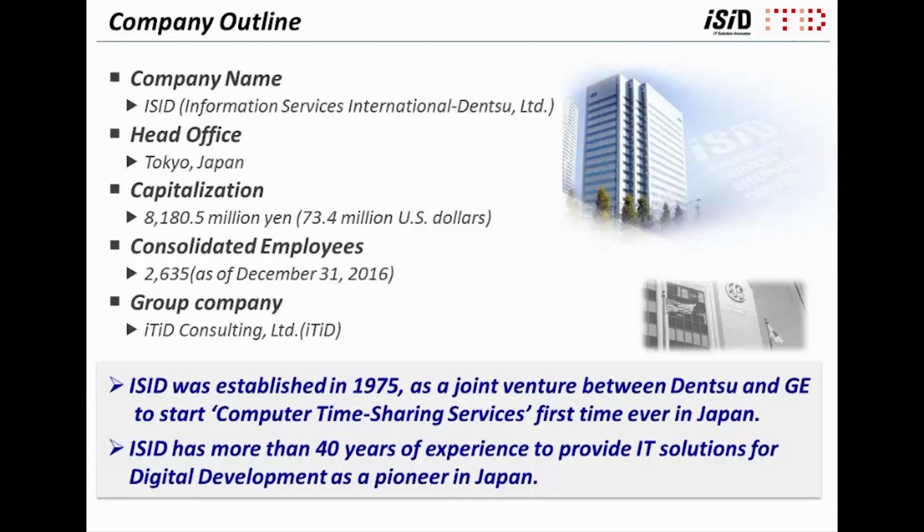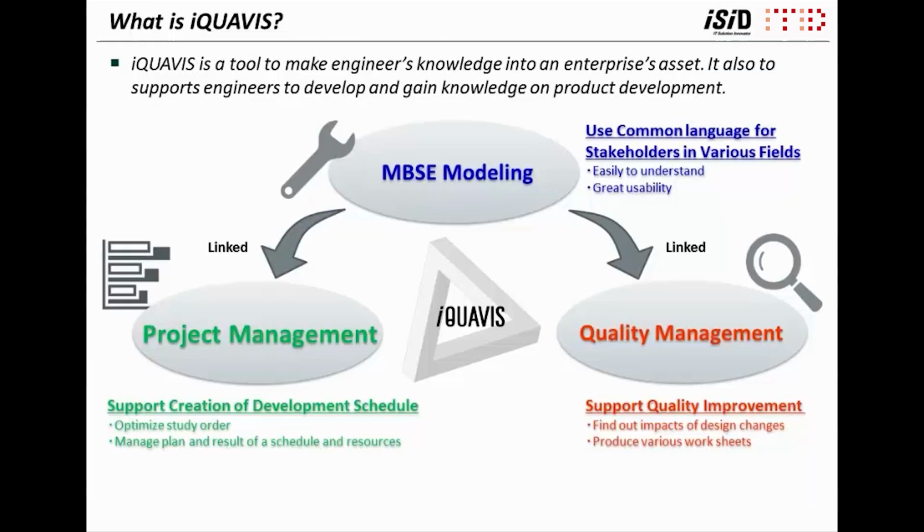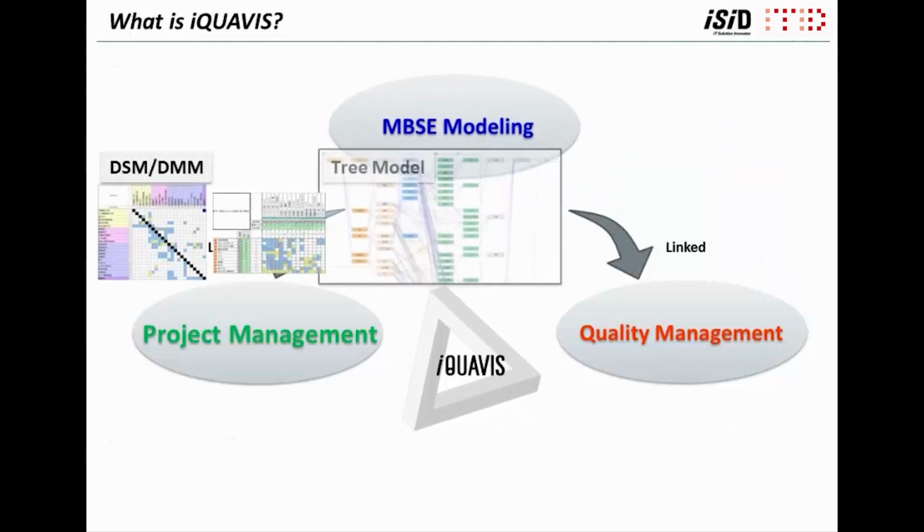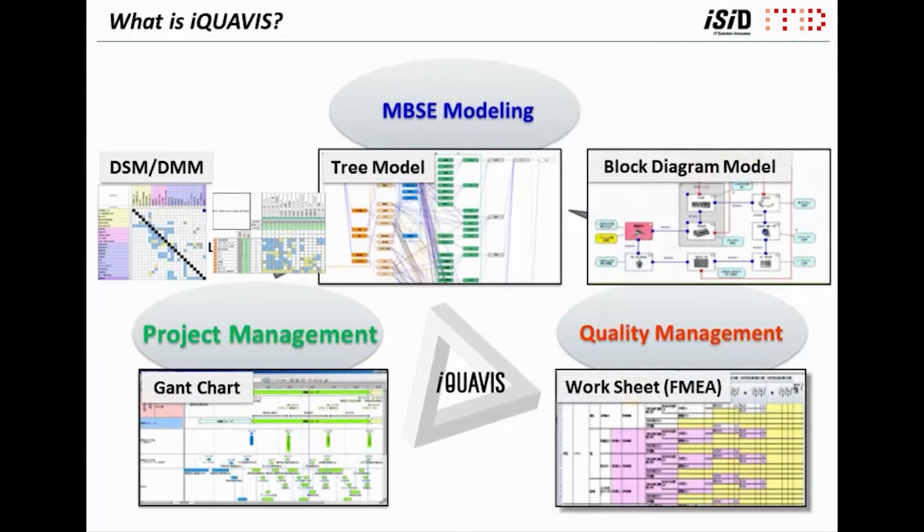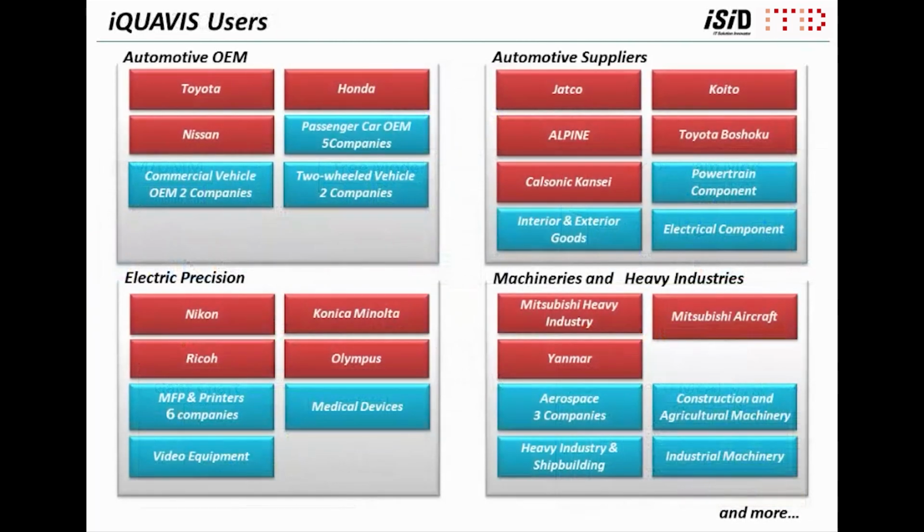ISID is an IT solution company based in Tokyo, Japan. ITID Consulting is one of its subsidiary companies. iQUAVIS is one of the softwares we proudly develop at ISID and ITID. It is a unique tool which combines MBSE modeling, project management, and quality management tools. iQUAVIS is used by prominent Japanese companies across industries.